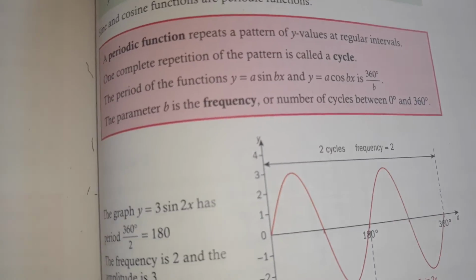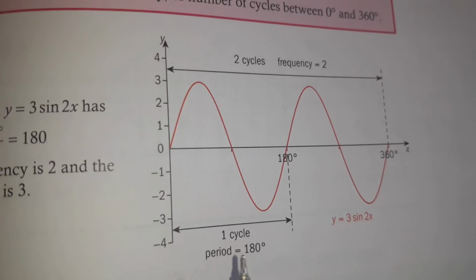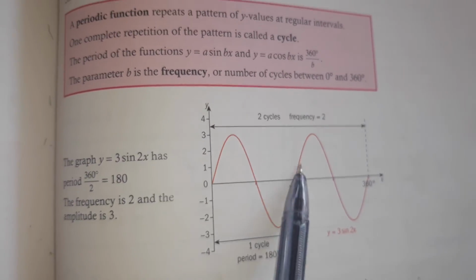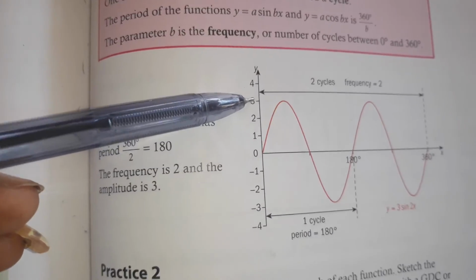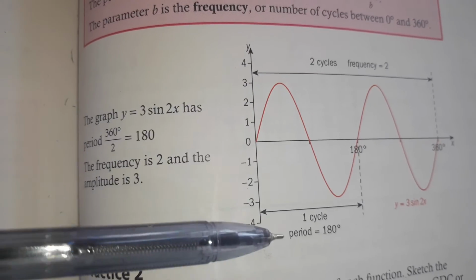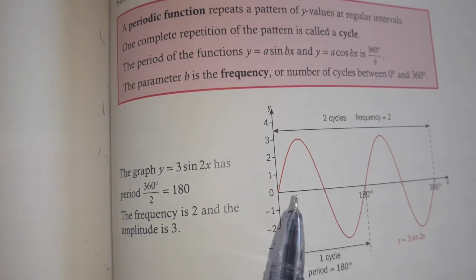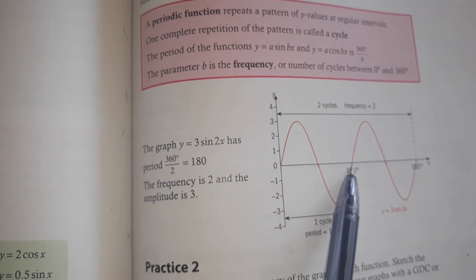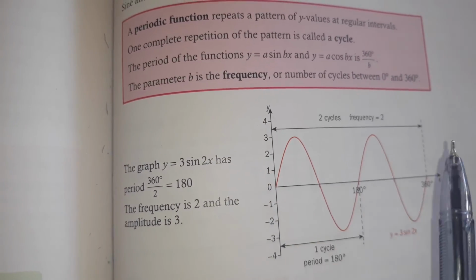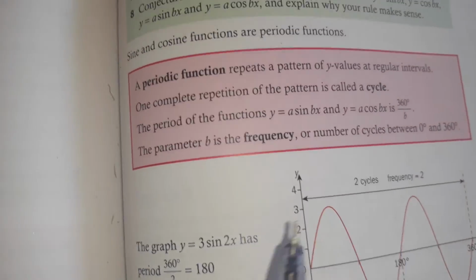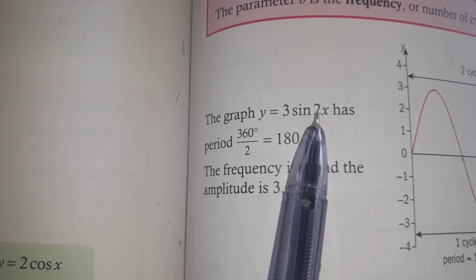Let's look at this one. First, let's see what kind of graph it is. It's the shape of a sine graph. My amplitude is 3 and -3, my highest point and lowest point. How many complete graphs are there between 0 and 360? This is one complete graph, and then another one starts from there. So between 0 and 360, I have two sine graphs. That's why my equation is y equals 3 sine 2x.